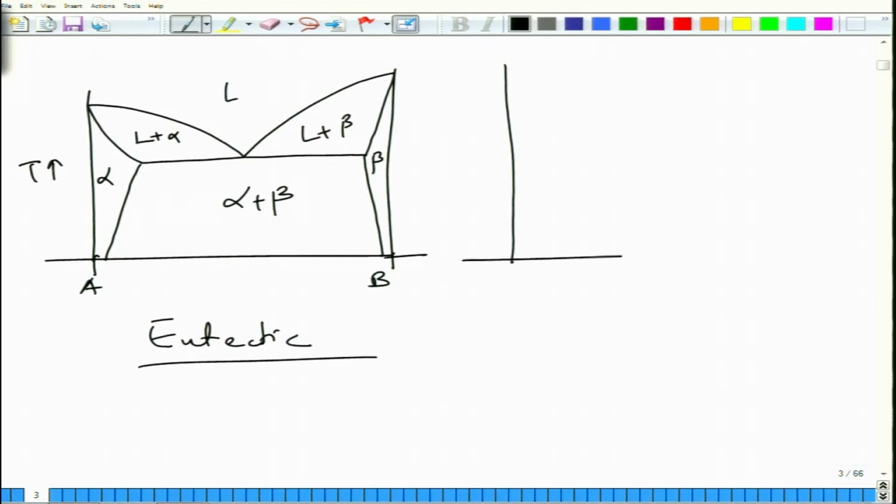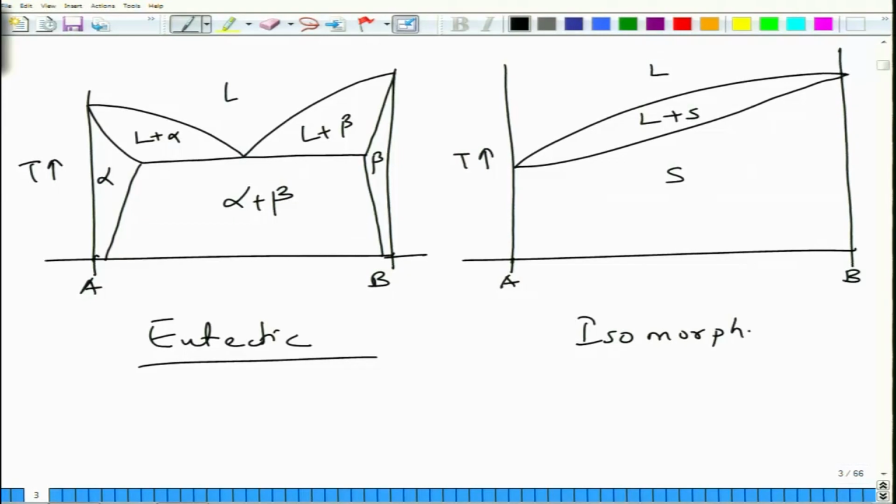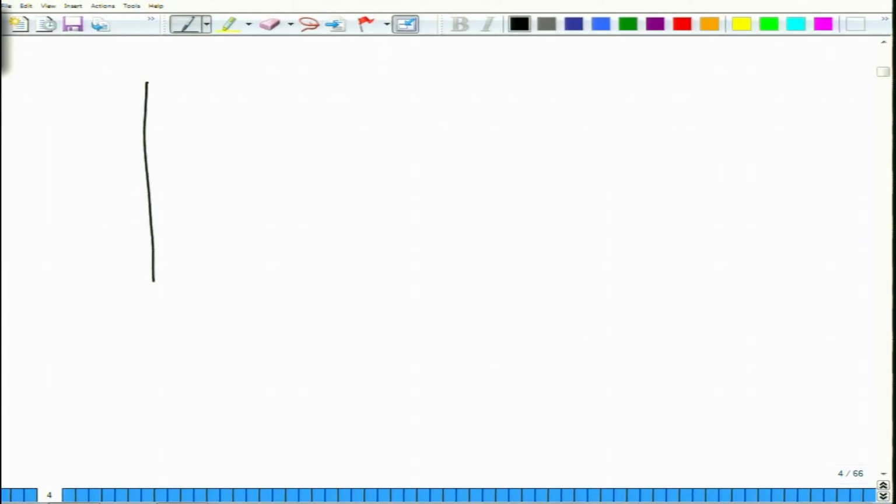Then we have another case of phase diagram called the isomorphous phase diagram. This is the isomorphous phase diagram in which you have a liquid region, then liquid plus solid, and then solid. So A and B are miscible into each other across the whole composition range. And then we had another case, the peritectic phase diagram.